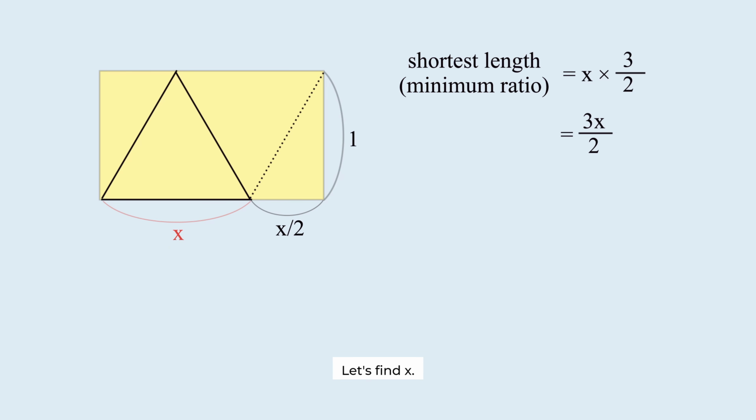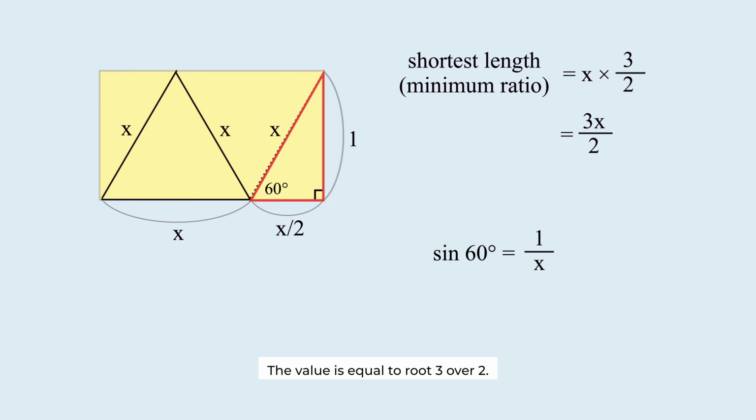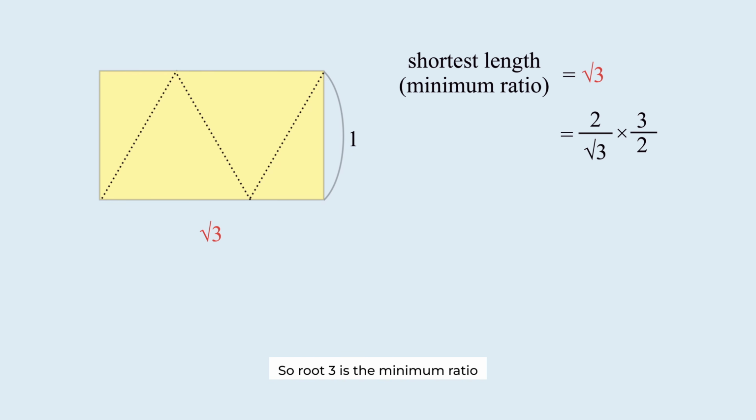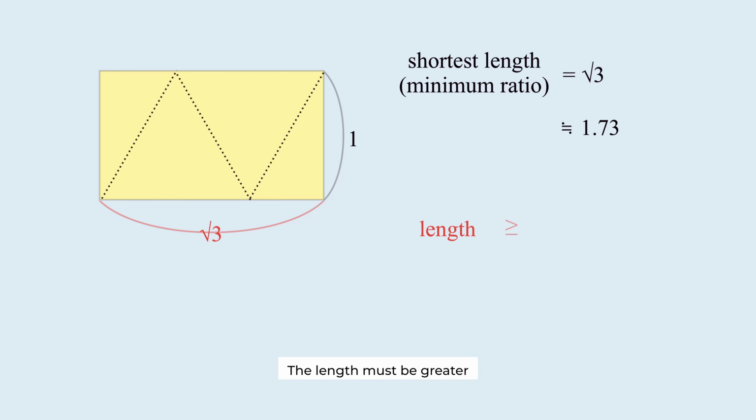Let's find x. Since it's an equilateral triangle, this angle is 60 degrees. This line is perpendicular to the base, making this a right triangle. Now, calculate sine 60 degrees for this right triangle. The value is equal to √3 over 2. Solving this equation gives us x. Multiply that by 3 halves. We get √3. So, √3 is the minimum ratio of length to width for the Möbius strip, approximately 1.73. The length must be greater than 1.73 times the width, mathematically.